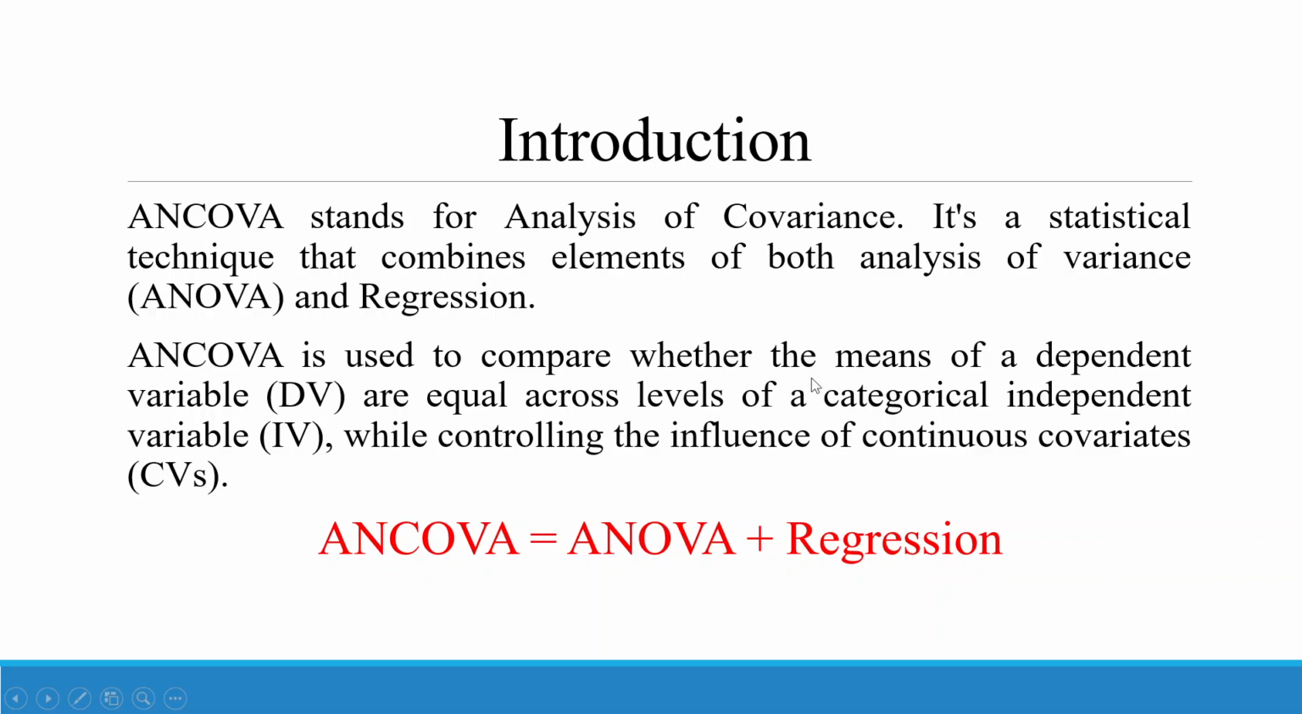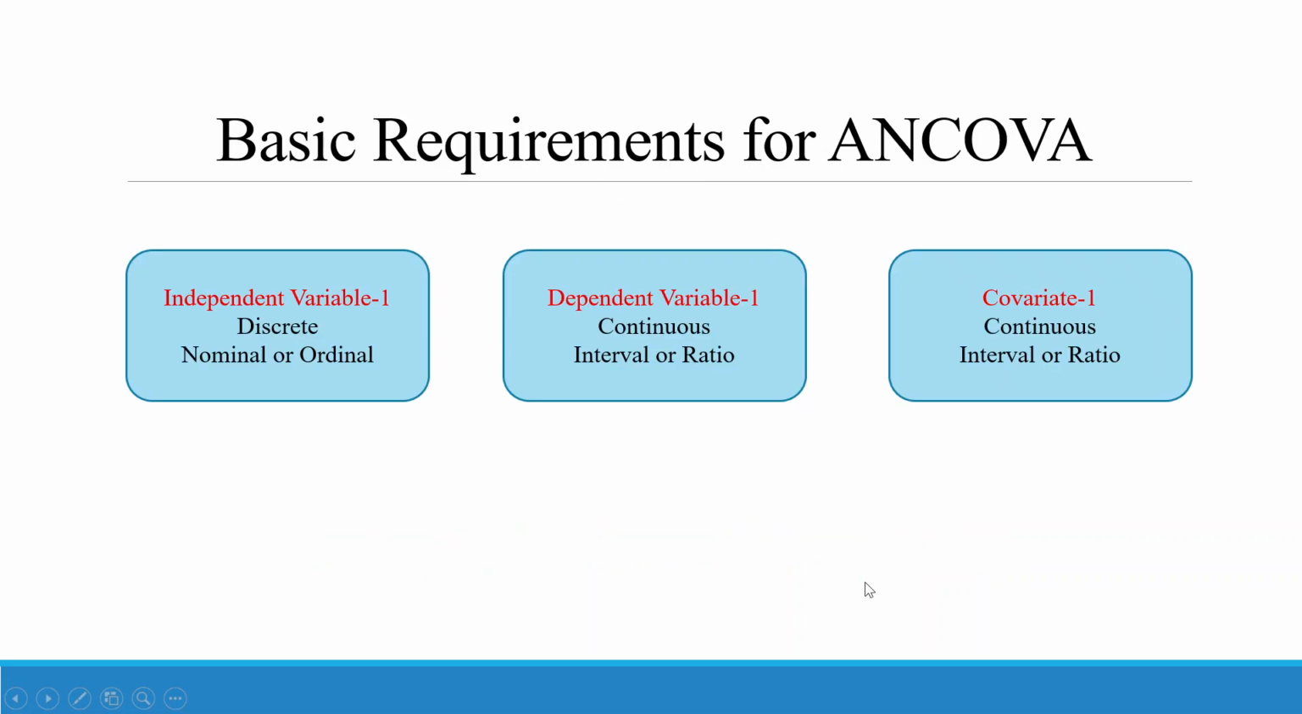Ancova is used to compare whether the means of the dependent variable (DV) are equal across the levels of the categorical independent variable (IV), while controlling the influence of the continuous covariates (CV). Ancova is a combination of ANOVA and regression.